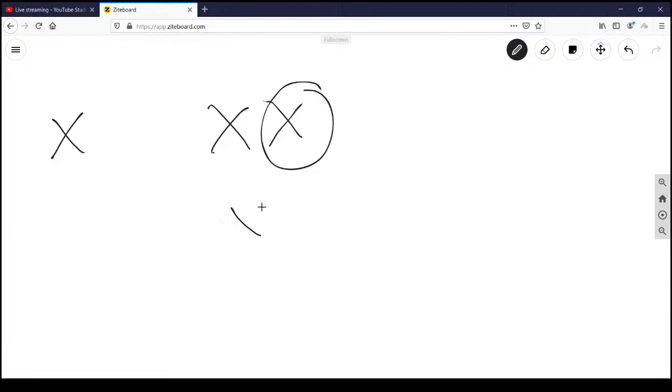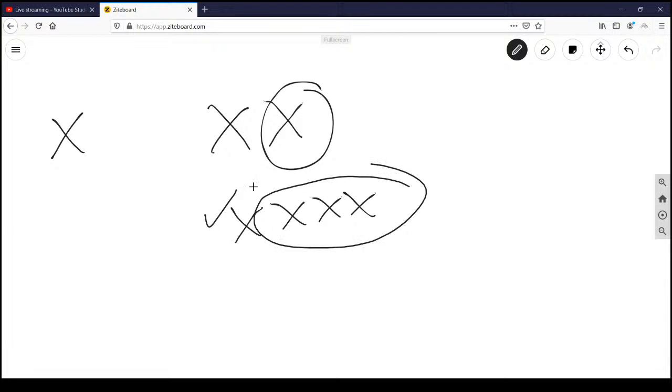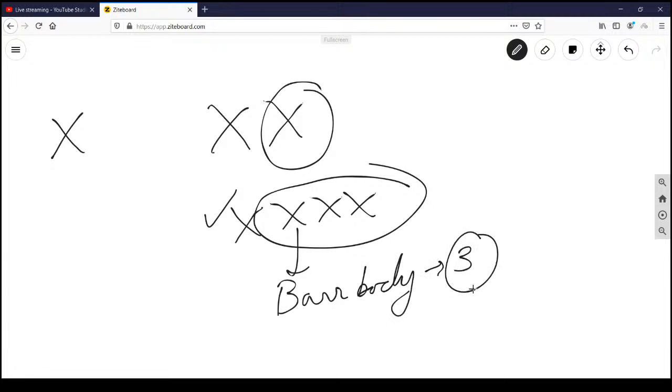So if you have four X's here, only one needs to be activated, deactivate the three, and each deactivation results in the formation of a Barr body. So you have completely three Barr bodies.